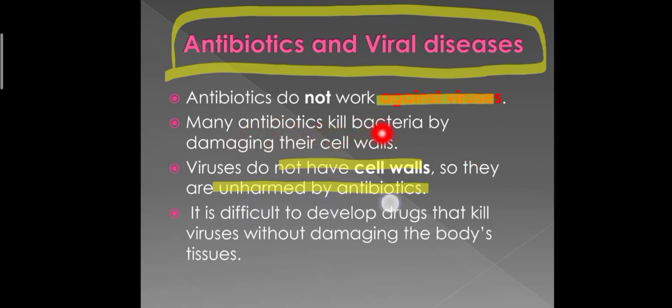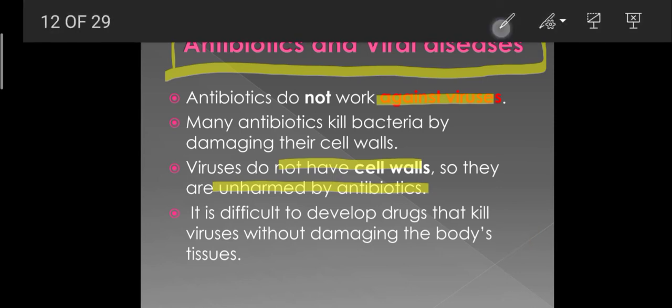Many antibiotics kill bacteria by damaging their cell walls. The cell wall of the bacteria is made up of peptidoglycan, and antibiotics attack the peptidoglycan and in this way kill the bacteria by damaging their cell walls. But viruses do not have a cell wall, so they remain unharmed by antibiotics. It is difficult to develop drugs that kill viruses without damaging the body's tissue.